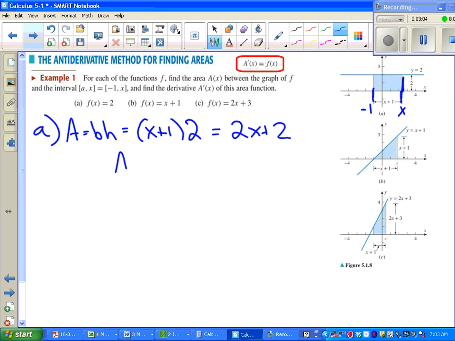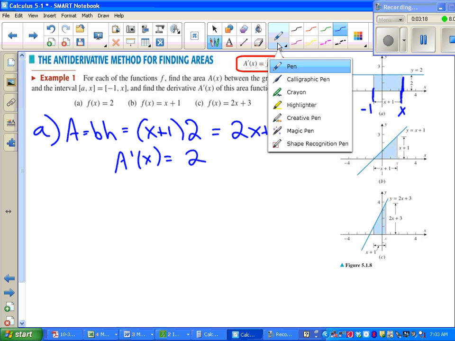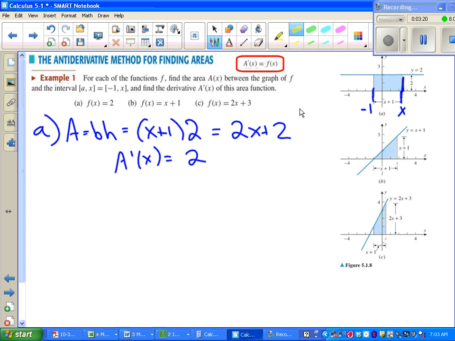It also asks us to find the derivative of that area function, which of course is 2. Hey, what a weird coincidence. I just noticed the derivative function, derivative of the area, is the same as the original function. What are the odds of that happening? Anyhow, let's move on to part B.